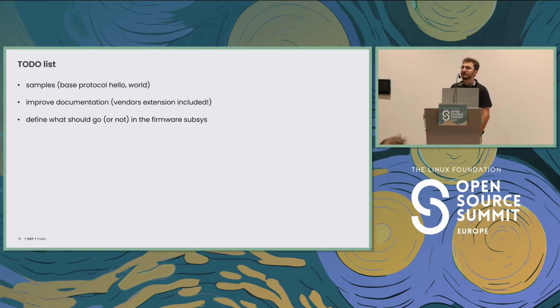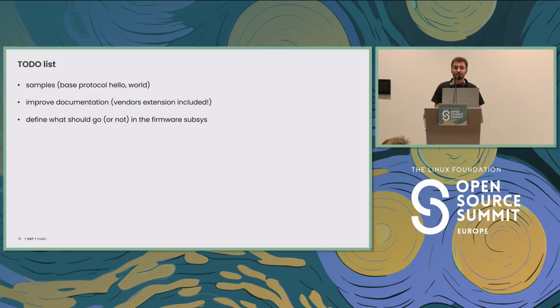So I'm going to end the presentation with the future work section and the to-do list. Most importantly, I think we need to add some samples. What I was thinking of is having some sort of hello world sample that would be based on the base protocol and would print some sort of information regarding the firmware running on the platform. We did have someone work on this at some point, but we didn't really reach a conclusion in that PR, and it was never updated.